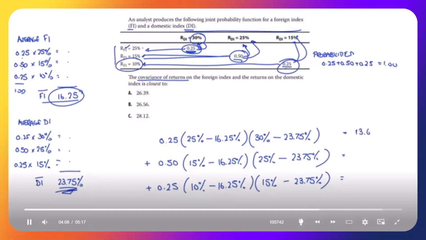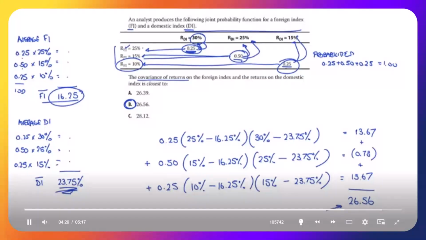We calculate each of those just so you can see some workings. That first one is 13.67. Second one is negative 0.78. Third one is also 13.67. So add these together. We get 26.56. Answer is B.